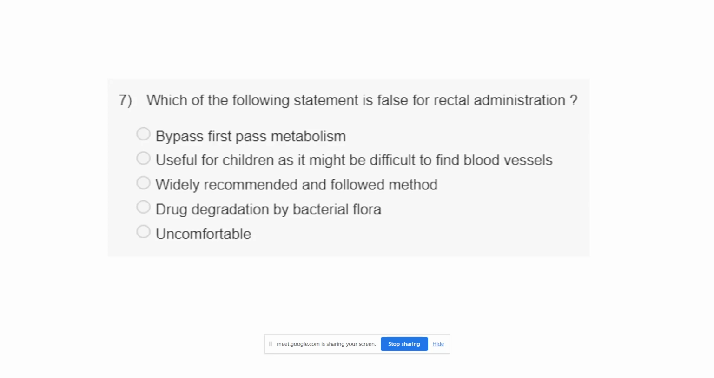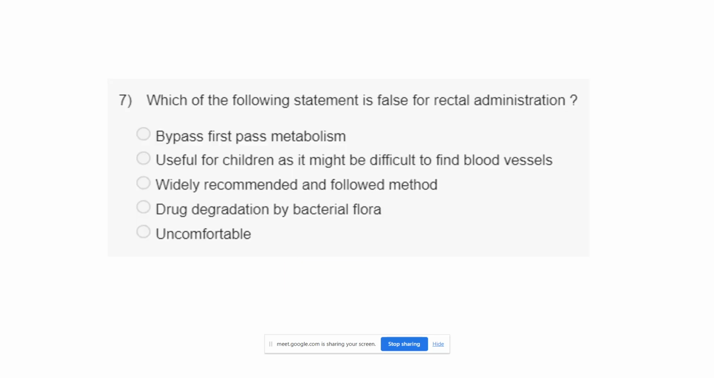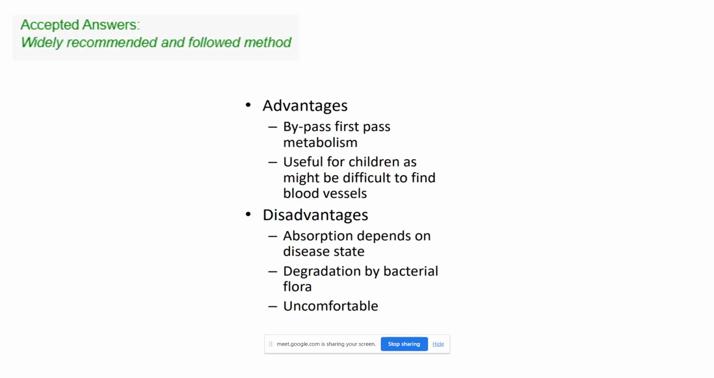Okay. You guys are all correct. It's option C, widely recommended and followed method. It is not widely recommended and followed. Rest of the options, that is, it does bypass first pass metabolism, useful for children, and it might be difficult to find blood vessels. And drug degradation happens by bacterial flora when delivered by this method, and it is uncomfortable. So option C is the false statement for rectal administration.